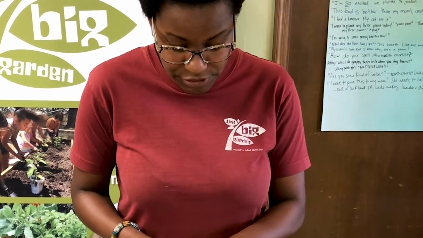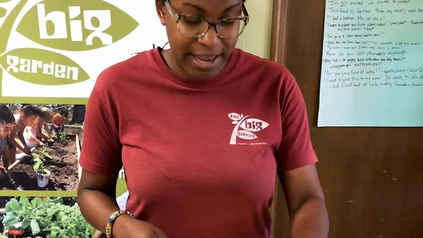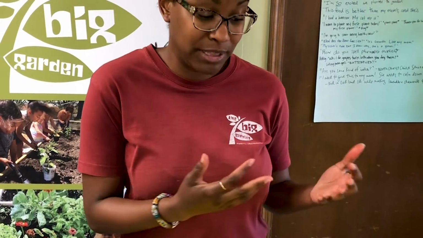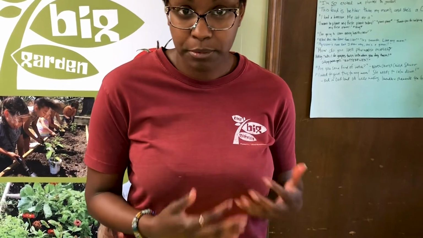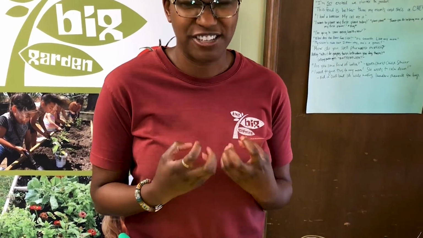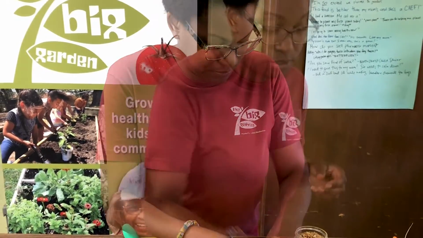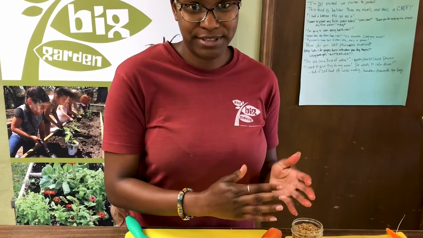I like adding root vegetables to my salad because it adds texture. So not only are we layering flavors with the different vegetables that we're putting in, but we're also adding some crunch with those root vegetables. So now we've got leaves and roots in our salad.